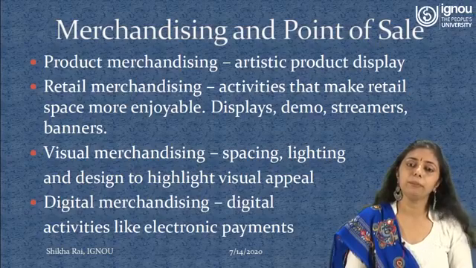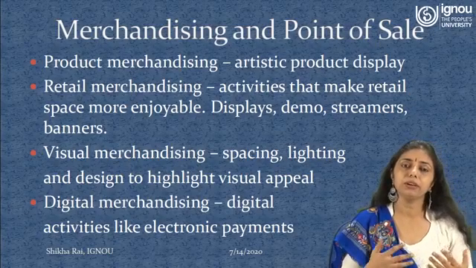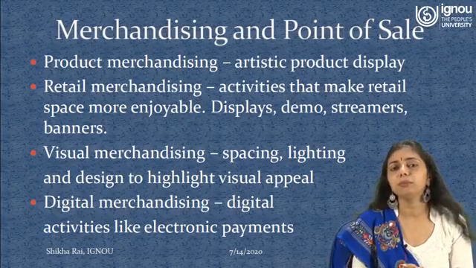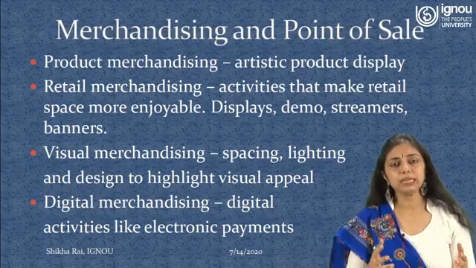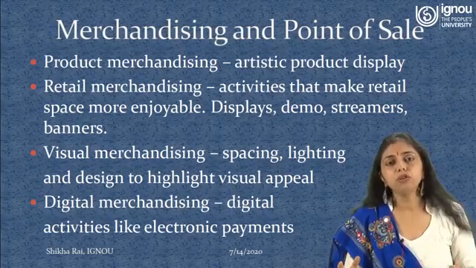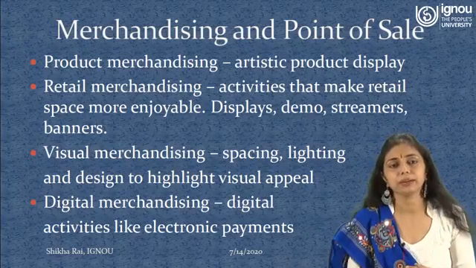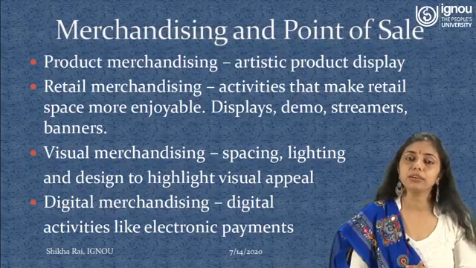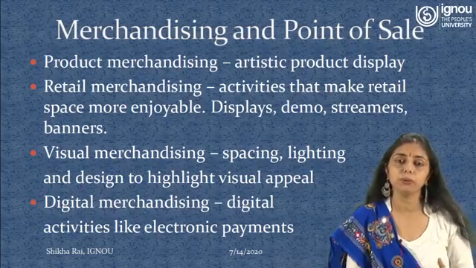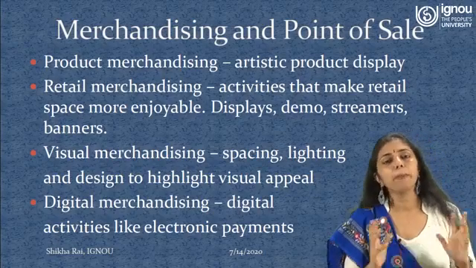Now let us look at merchandising and point of sale. Now there are basically 3 to 4 kinds of merchandising that you can say. One is product merchandising. Product merchandising is the point of sale where something has been displayed. So an artistic display of the product is called product merchandising. Then there is retail merchandising, the activities that make retail space more enjoyable. Say for example, a display or a demo or streamers or banners.